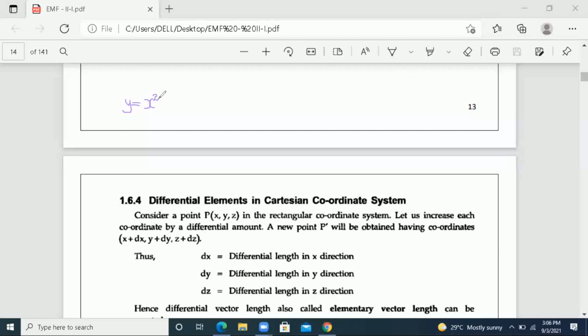I want you to get a little piece of paper and make a little table: y, x squared.